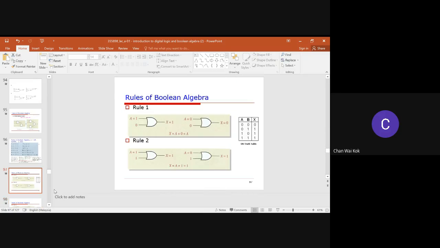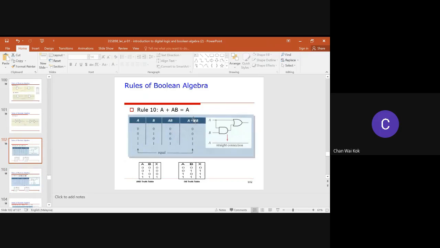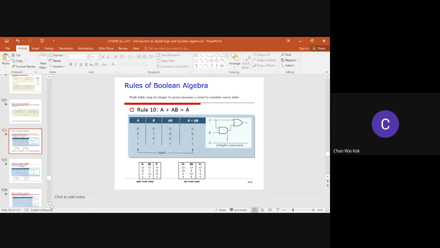Okay, so the next thing is these are the simplification rules in circuit terms, which are self-explanatory. Basically, rules 10 to 12 you can also prove by using the truth table, but using a truth table may be longer because you need to consider every step. Okay, so this also you can prove by truth table.